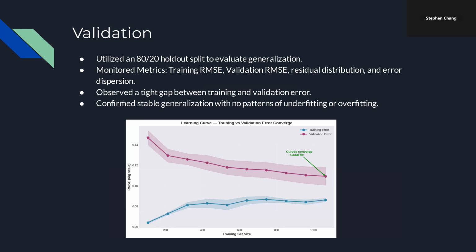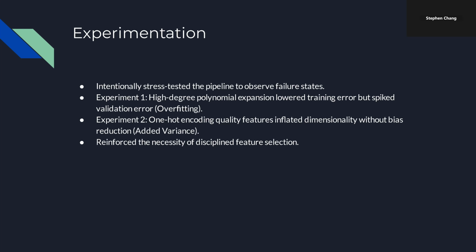Now to discuss our validation framework, we started by using an 80-20 holdout split in order to evaluate generalization. We focused on monitoring the training RMSE, the validation RMSE, residual distribution, and error across the price range. The small gap between the training and validation error, as indicated in the learning curve graph, indicates that stable generalization exists and the model works well on new data. If training error had been significantly lower than validation error, it would indicate overfitting, and if both were high, it would suggest underfitting. Neither of these occurred.